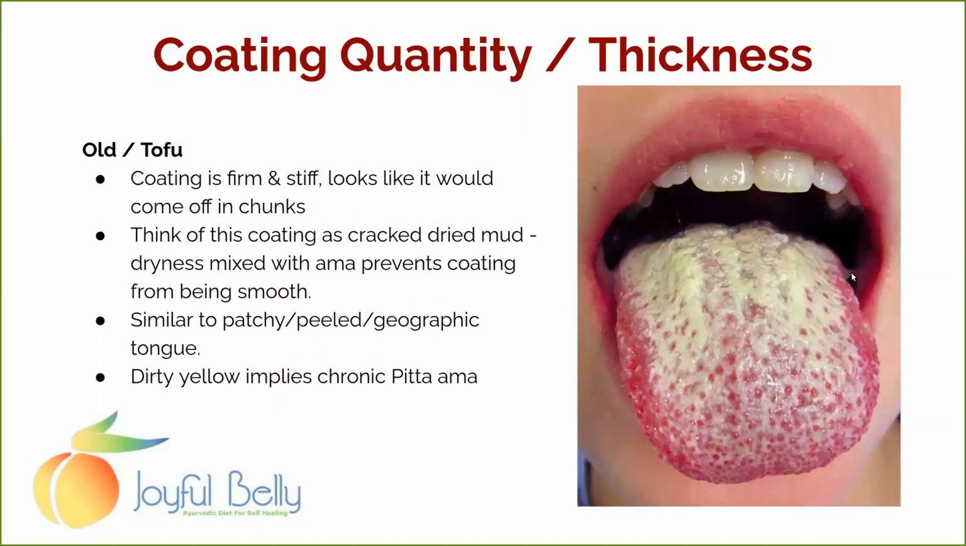Now, here's what I would call an old or tofu coating. You see it's very thick, and it's almost like you could scrape it off in chunks. And when I see this, I think of something like cracked, dried mud. So there is excess in the fluids, but also dryness at the same time. And this dirty yellow coating implies pitta ama, or stressed liver, and/or heat or inflammation in the body.